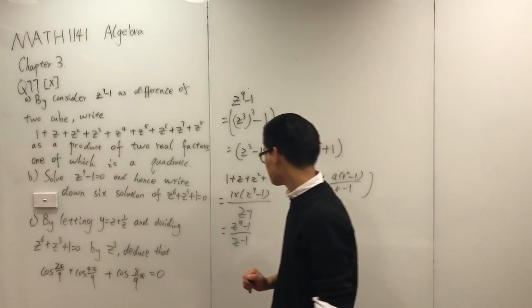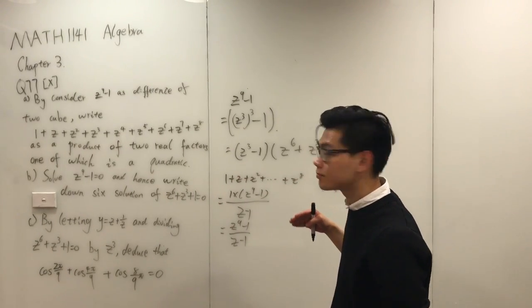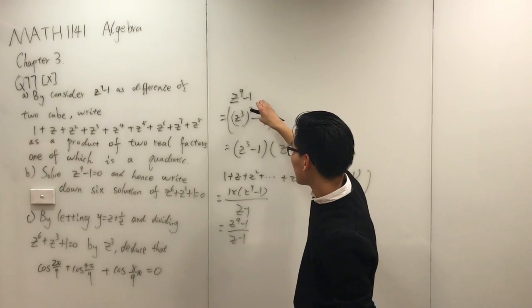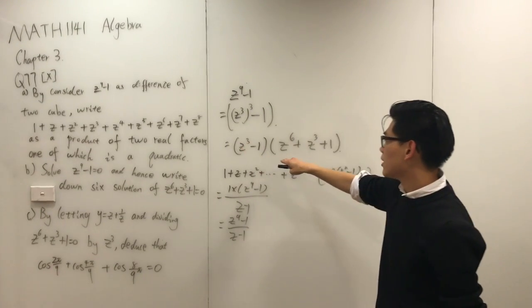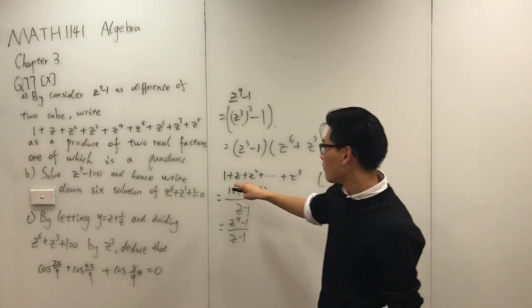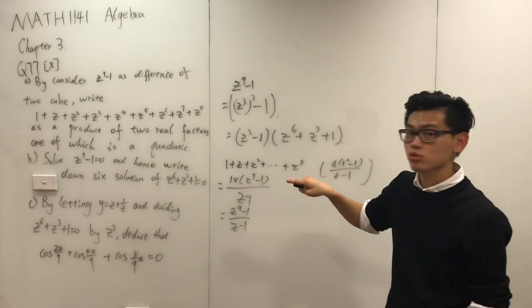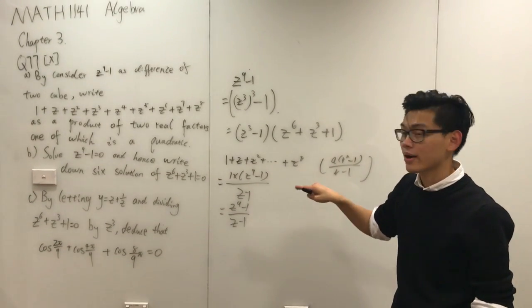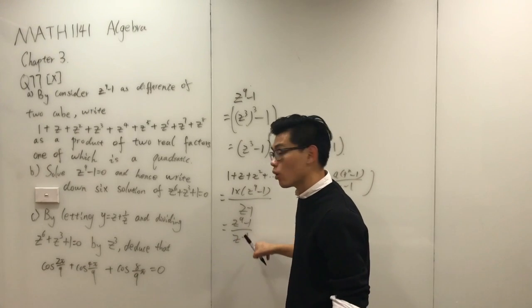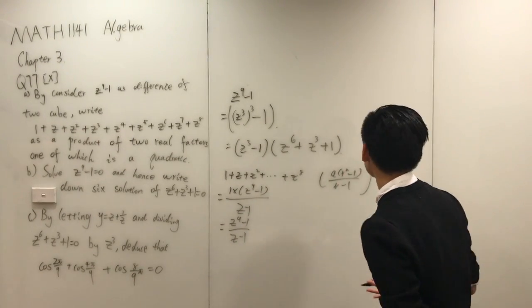Okay? So, now we've got two expressions. One is z to the power of 9 minus 1 equals z cubed minus 1 multiplied by z to the power of 6 plus z to the power of 3 plus 1. The other is 1 plus z squared and so on, plus z to the power of 8, equals z to the power of 9 minus 1 divided by z minus 1. Okay, so we have two expressions.